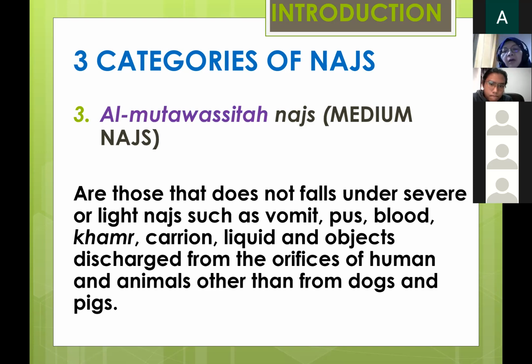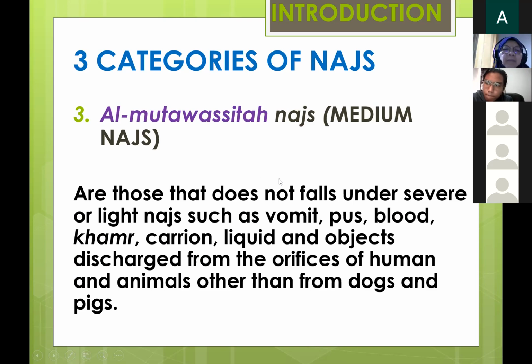For example, vomit, pus, blood, carrion, liquid, or objects discharged from the orifices of humans and animals other than dogs and pigs are grouped under medium najis. Understand? So anything from the two animals, mughalazah animals, sorry, these two animals is under mughalazah najis.